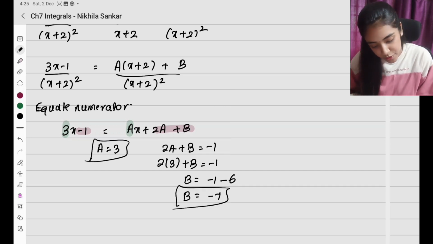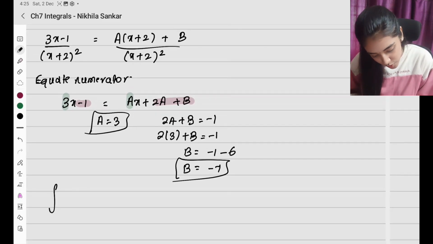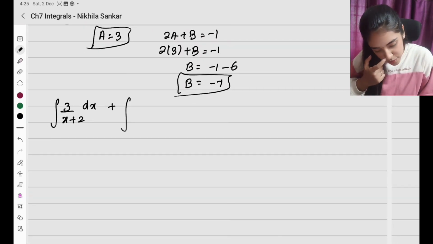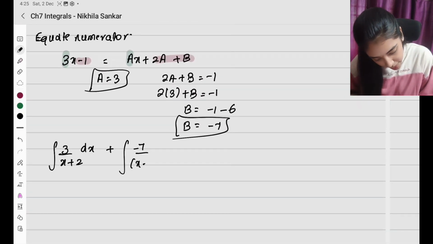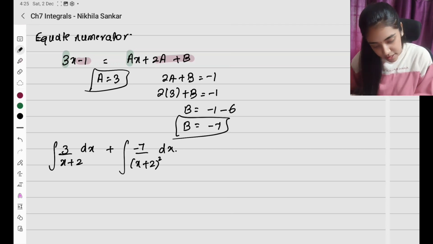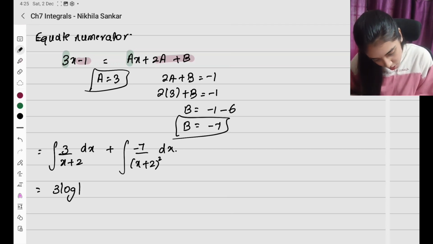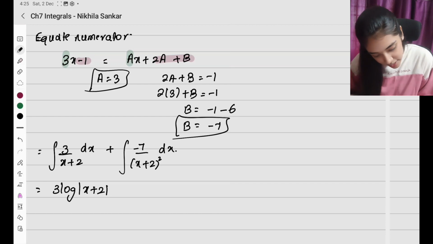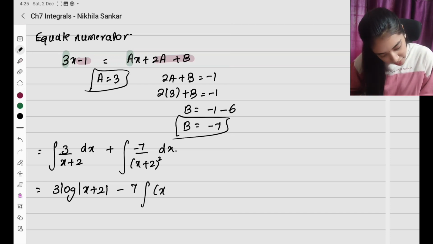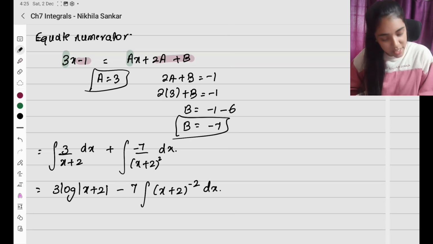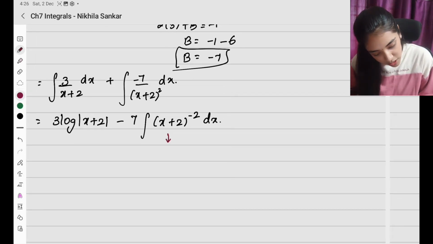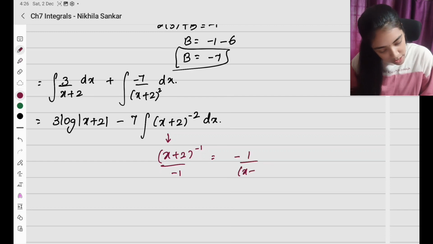When I substitute it in the integral, I have a by x plus 2 times dx plus b by x plus 2 the whole square times dx. So this is nothing but 3 log mod x plus 2 plus integral. I can take the minus 7 outside, so I'll write minus 7 integral of x plus 2 power minus 2 times dx. Remember how to solve such integrals. This particular term is going to give me x plus 2 to the power minus 1 divided by minus 1, which is minus 1 divided by x plus 2. So this is this particular term.